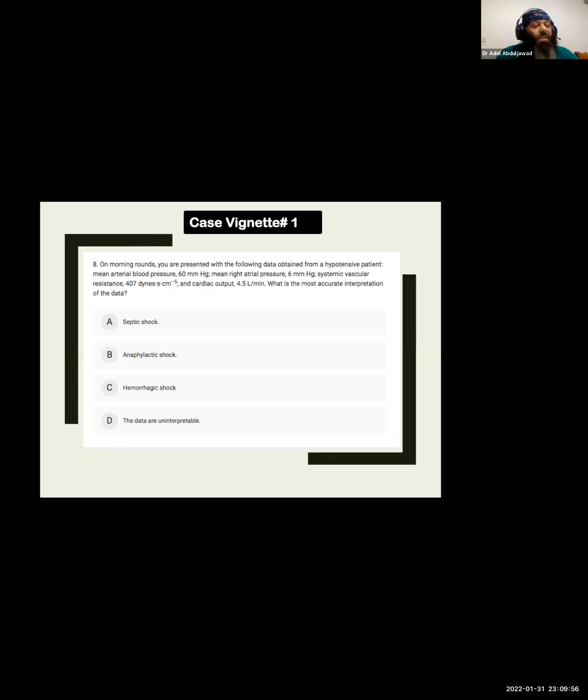The question is, what's the most accurate interpretation of these data and why? First choice, septic shock. Second choice, anaphylactic shock. Third, hemorrhagic shock. Fourth, the data is uninterpretable. Abdurrahman, please go ahead. I think it is septic shock. Can you justify your answer? Decreased systemic vascular resistance and increased cardiac output. It's a high cardiac output shock.